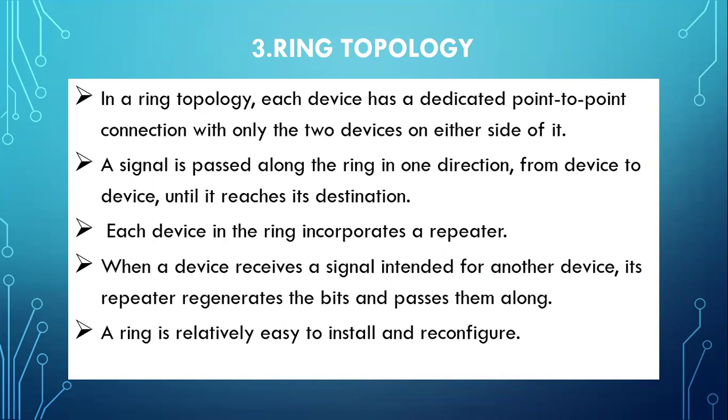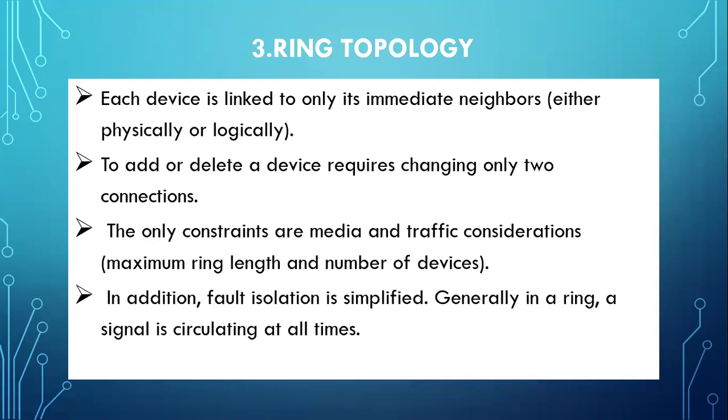A link is relatively easy to install and reconfigure as compared to the other topologies. Each device is linked to only its immediate neighbors, the closest ones, either physical or logical. If you want to add or delete a device, you need to change only two connections. The only constraints are the media and traffic considerations, that is the maximum link length and the number of devices. In addition, fault isolation is also simplified.